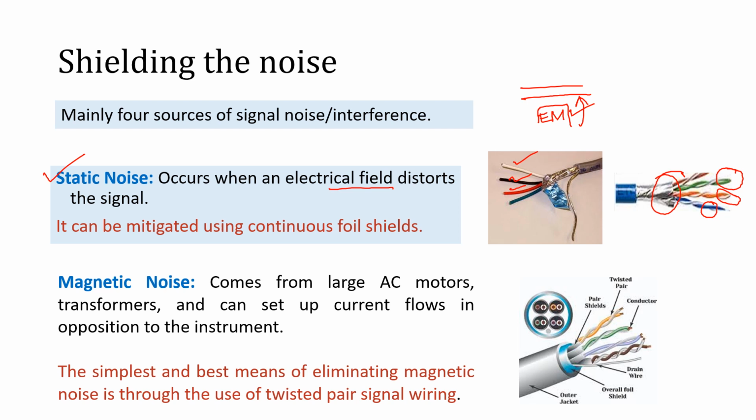We can mitigate such noises using continuous foil around the wires, like here. So you have aluminium foil which is wrapped around throughout the length of the wire. With the help of foil you can easily remove this kind of static noise.